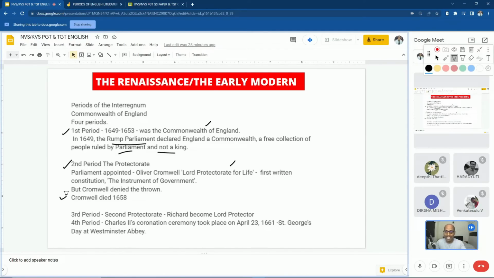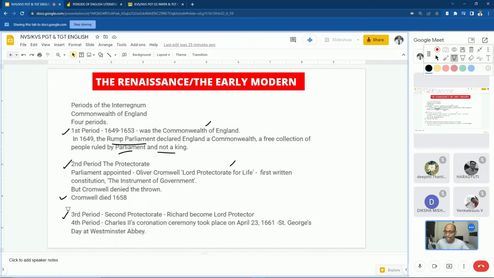It is the nature of humans. We may speak so many things, but when power comes into our hands, we want more and more power so that we can control people and enjoy. That is a different topic. So this is the second period. Oliver Cromwell was declared Lord Protector for life and was offered the throne of King in England, but he denied it because he knew that kind of problem. But unfortunately, Cromwell died in 1658.